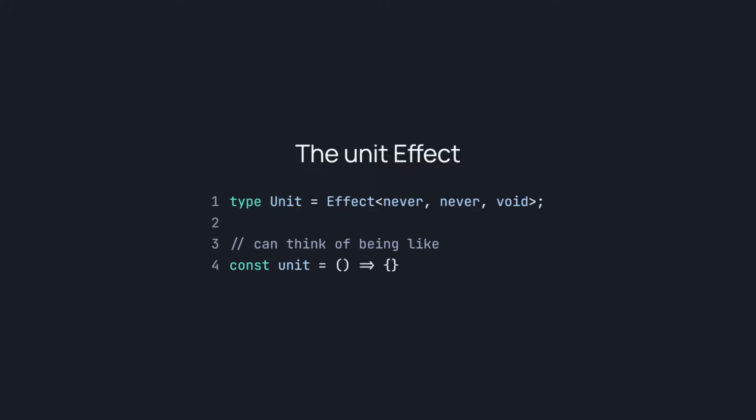The unit effect is the most basic effect type. It describes a program that has requirements of type never, meaning it does not have any dependencies. It also has an error of type never, meaning it will never err, and has a value of type void, meaning it does not return any value.